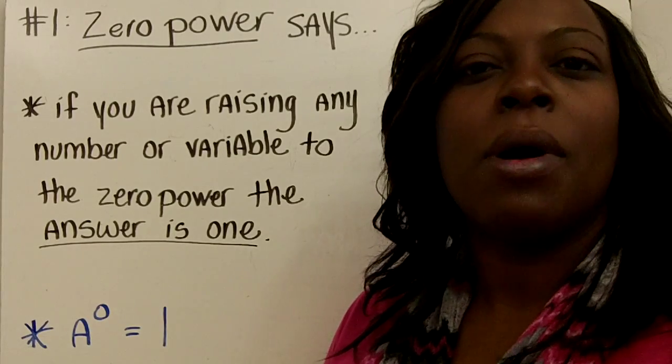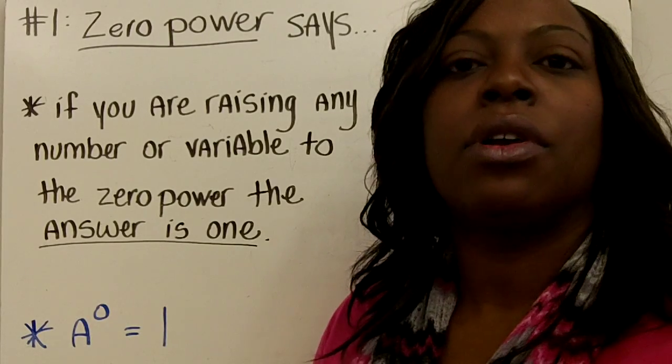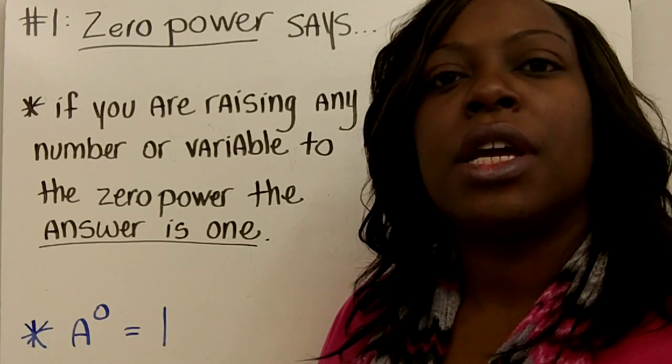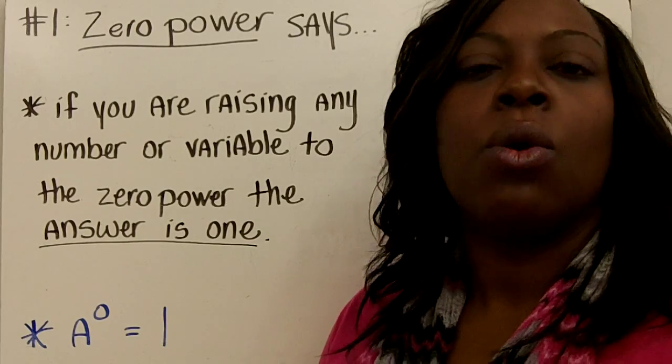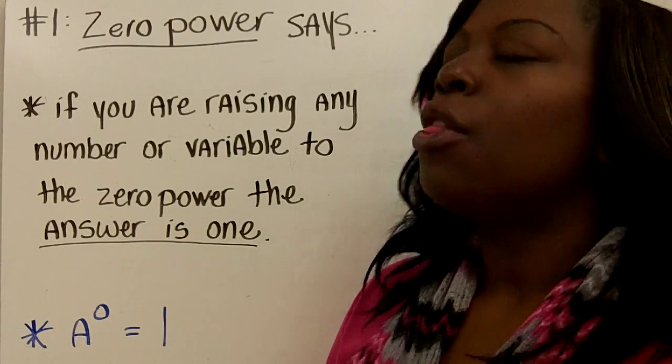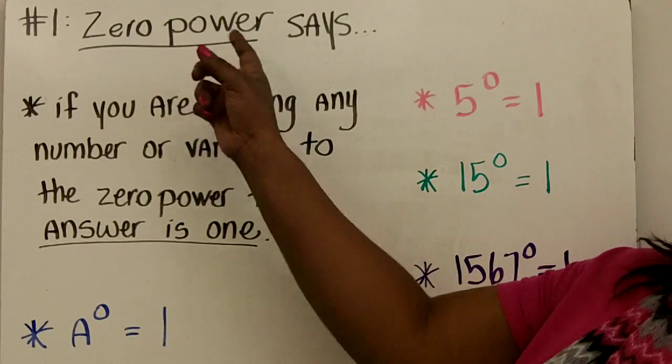Hello, today we're going to talk about the laws of exponents. Now that we've learned about exponents, it's time for us to understand that there are 5 laws that apply when you are using an exponent. The first law or rule is the zero power.